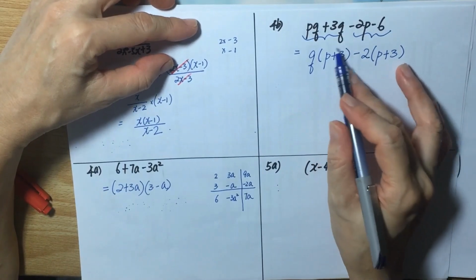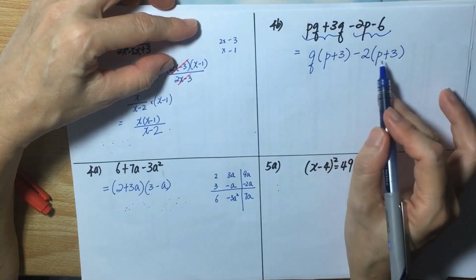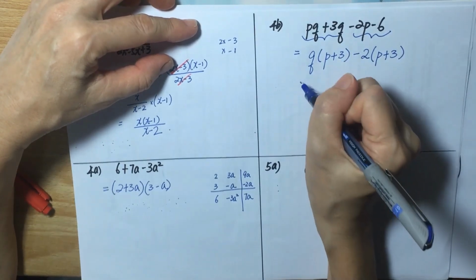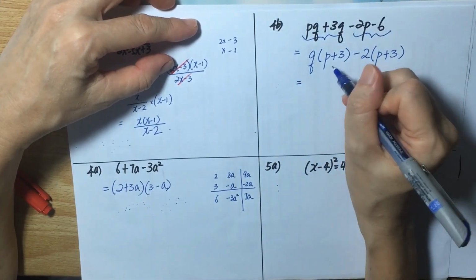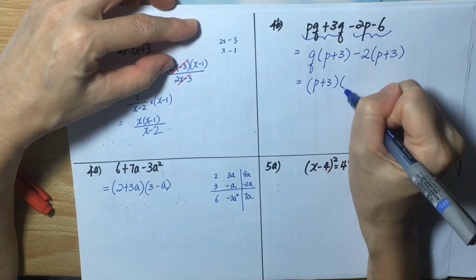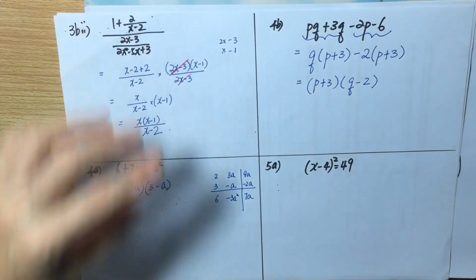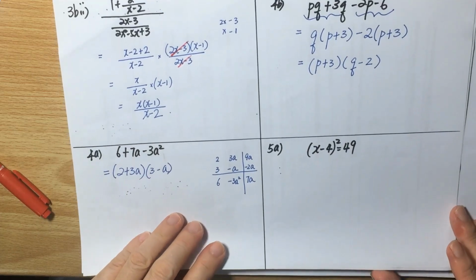If there's a factor of p plus 3, that means this one must also have a p plus 3 in order for them to have a common factor to continue factorizing. So now the common factor is p plus 3. When I bring p plus 3 out, I'll get q minus 2. So the answer would be just p plus 3 multiplied with q minus 2.